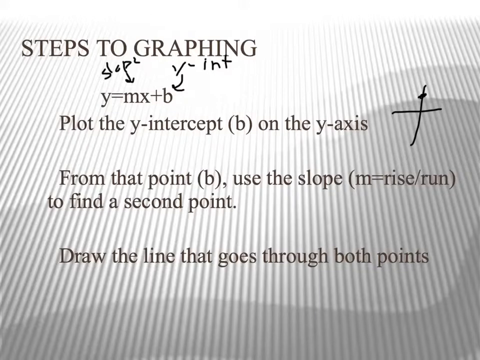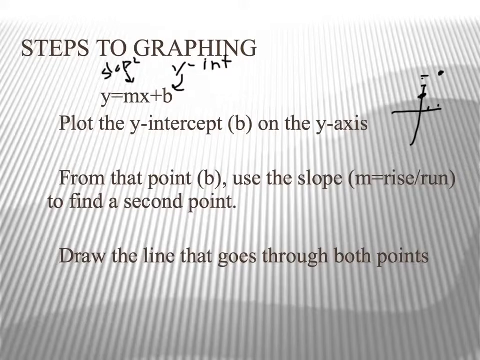From that point, from our y-intercept, we're going to use the slope, which is rise over run, to find our second point. So when we do that, we're going right from this point. We're not going from the origin, we're going from the point. And we're going to use our slope, our rise over run, to find our second point. So rise over run, we count how many up, and then how many over, and then we put our second point.